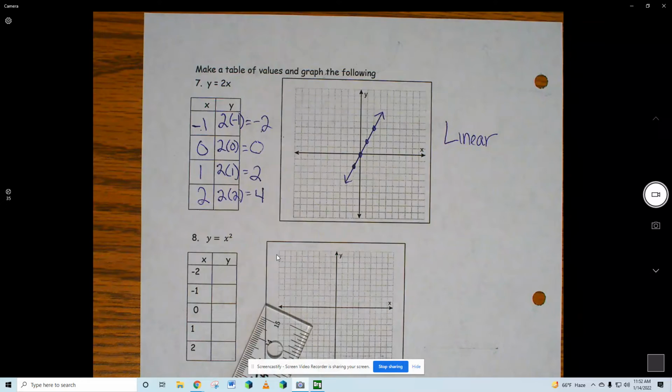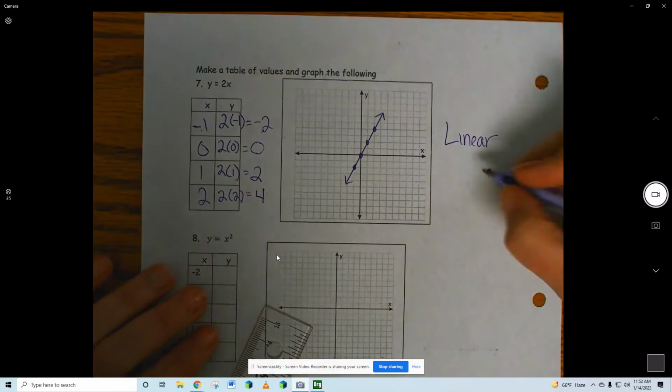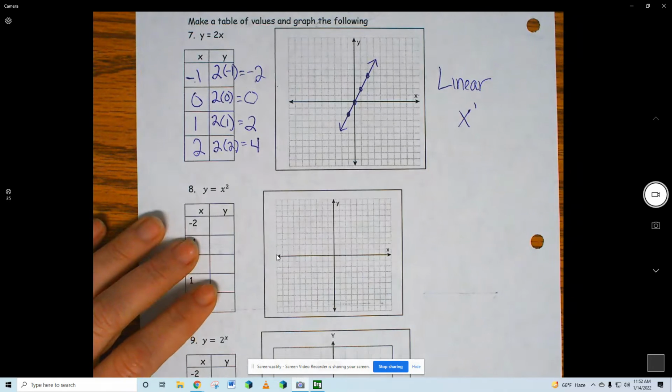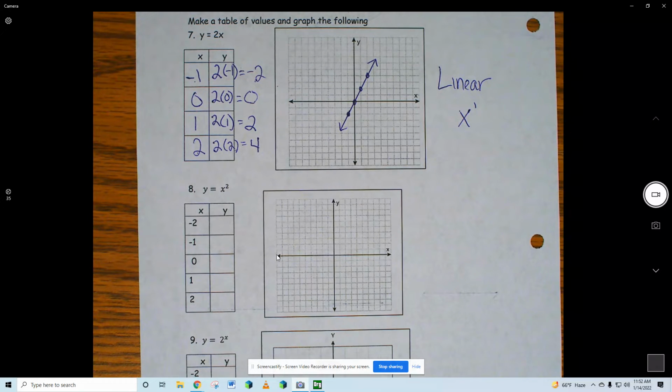Linear. It's going to be like an x to the power of 1. I'm now going to show you x squared. We haven't done x squared. We're not doing x squared until chapter 8, but I at least want you to see the difference in what these look like.